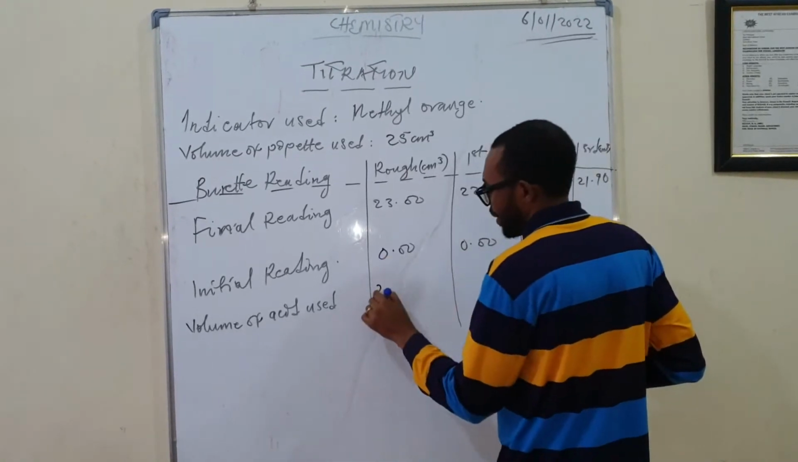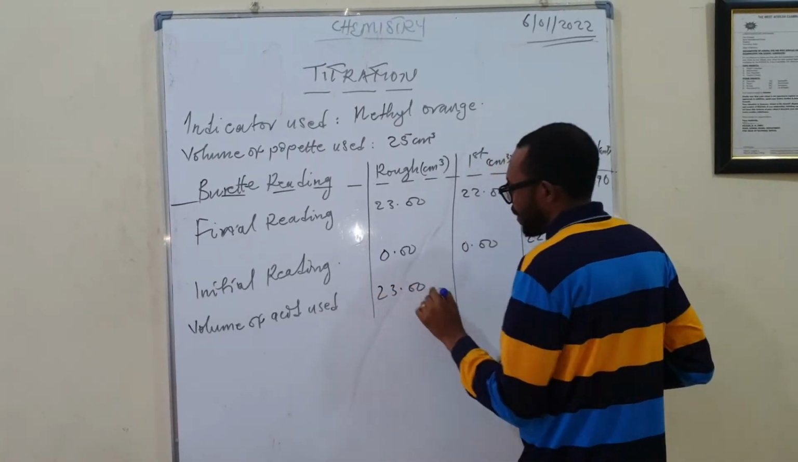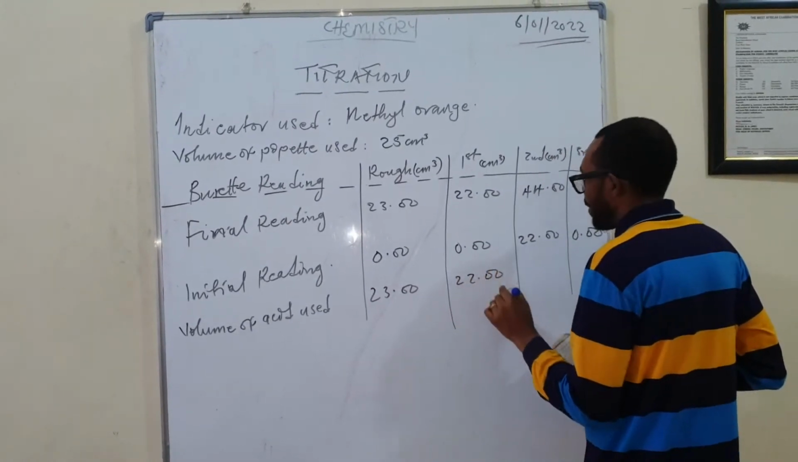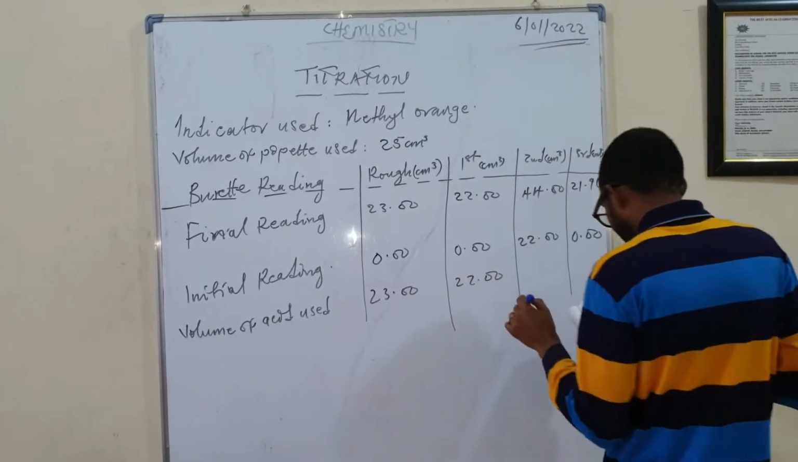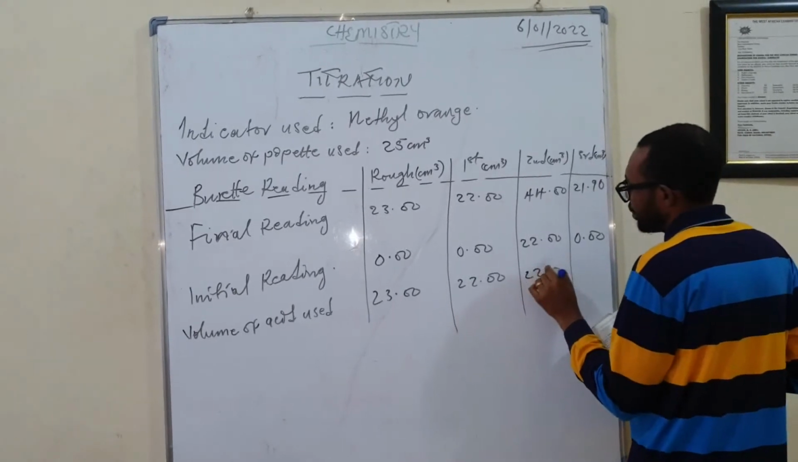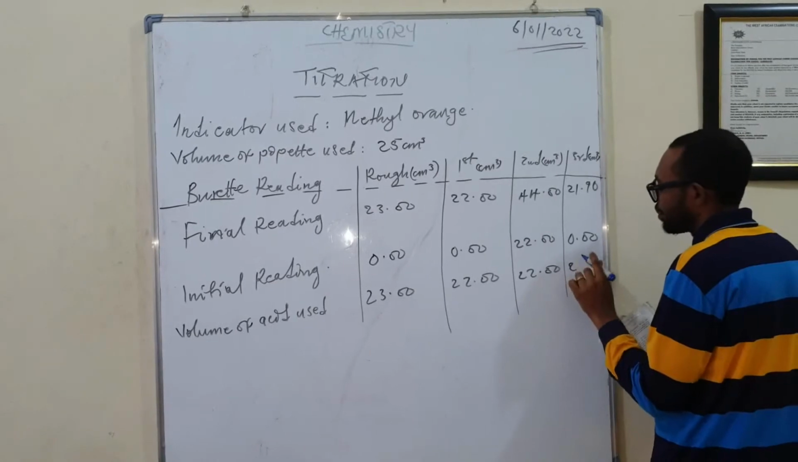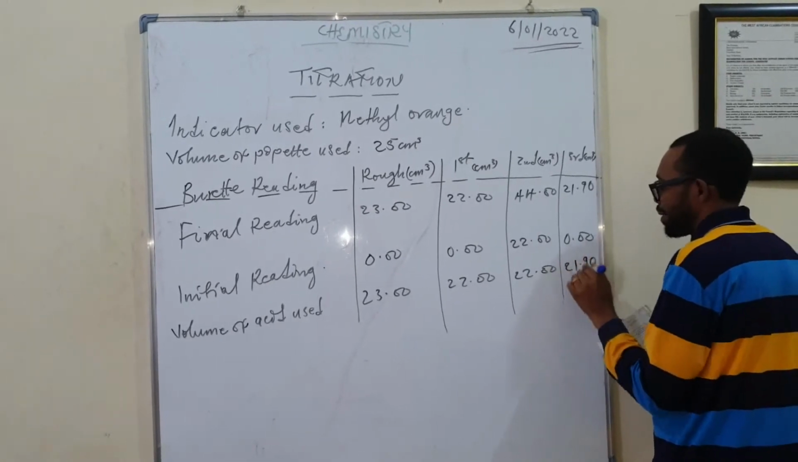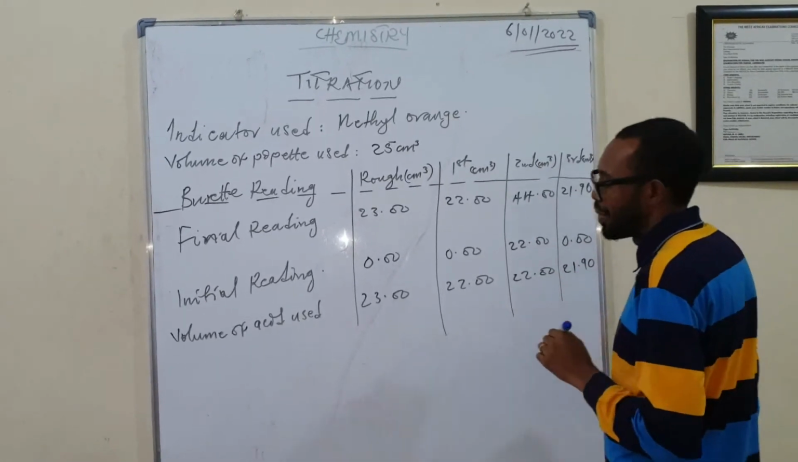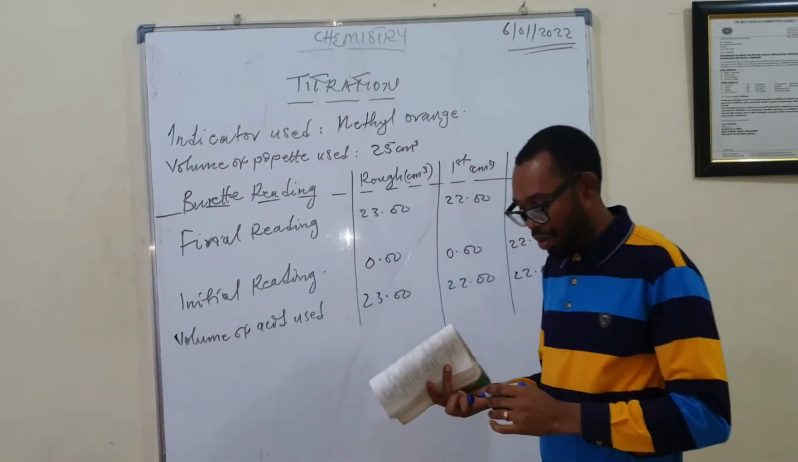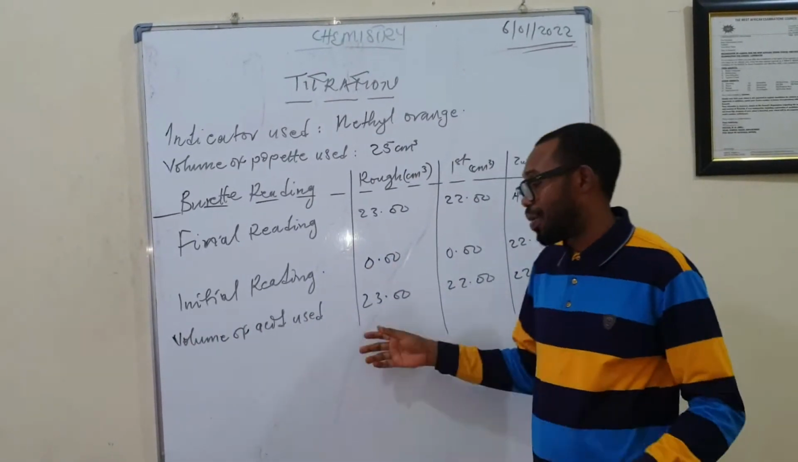For this one it is 23.00. This is 22.00, and then for this other one it is 22.00, whereas this is 21.90. So you take notes. This is the table. Let's assume you carry out the experiment, you have this table.